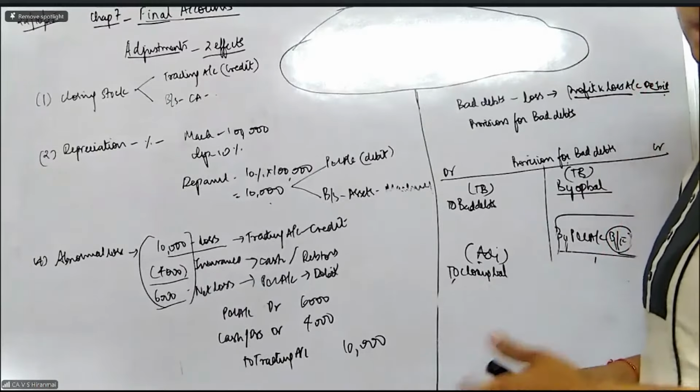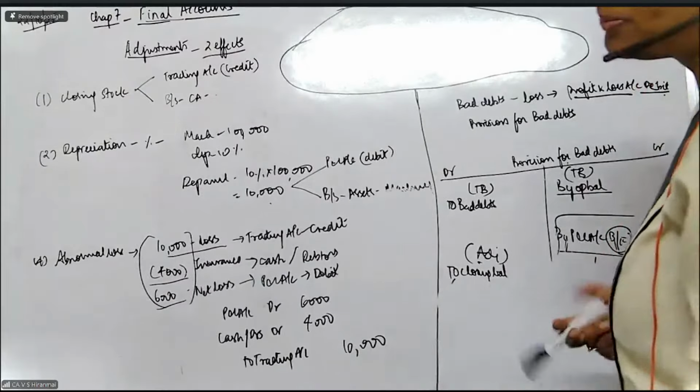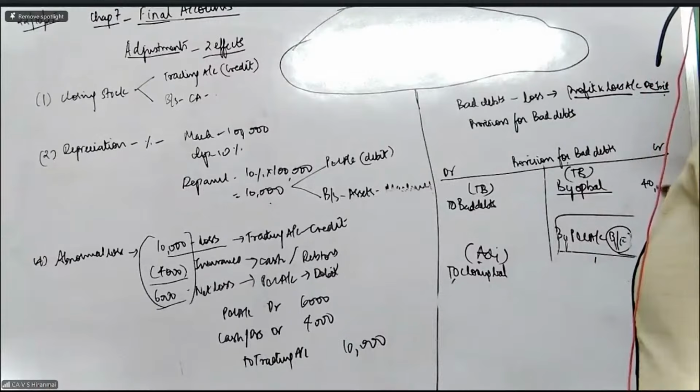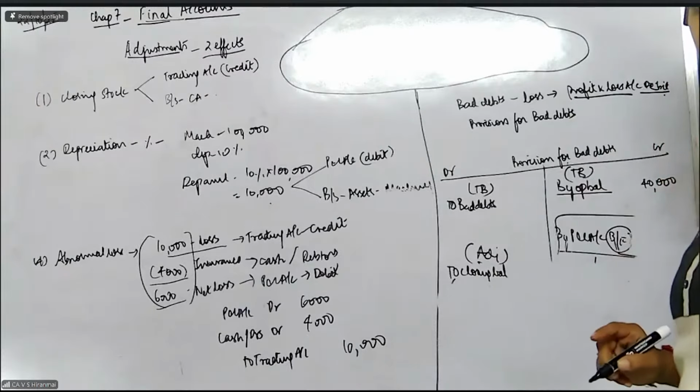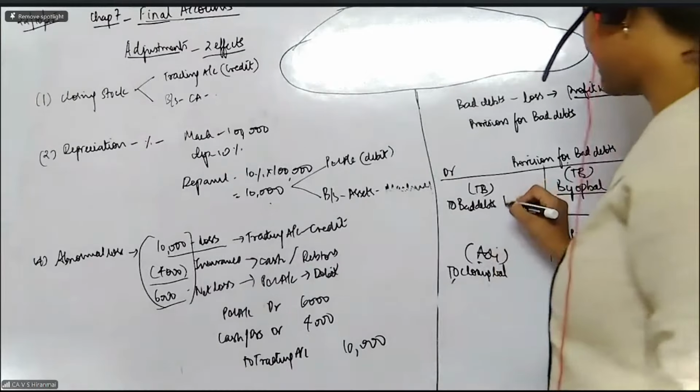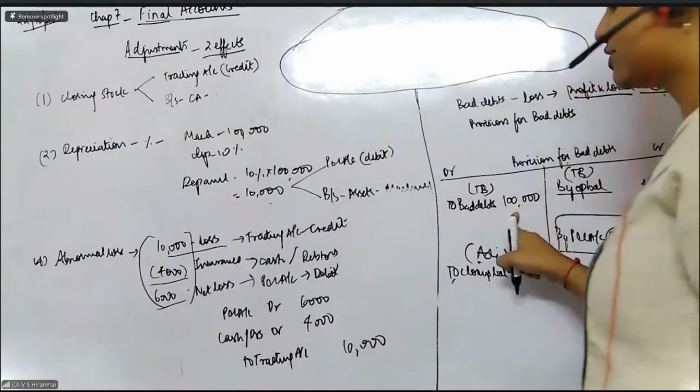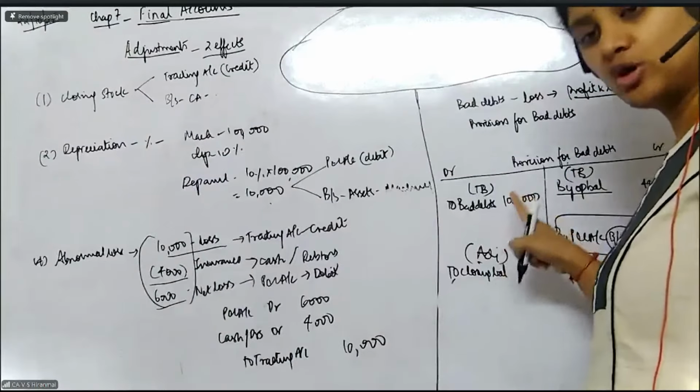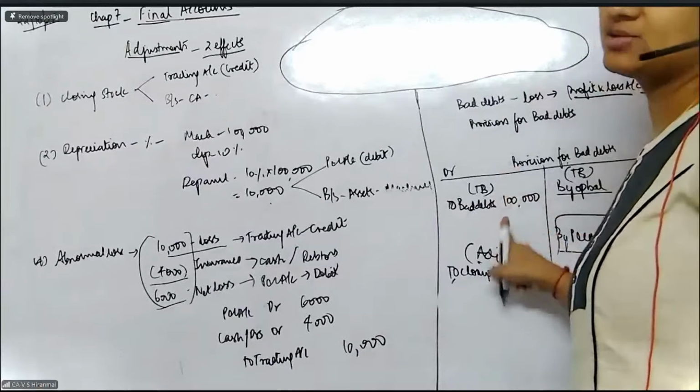Okay, what is the opening balance, ma? Opening balance existed at 40,000. Okay, this is good. Now come, how much are the bad debts, ma? 1 lakh. This is also okay. Whenever you get the bad debts, I told you, write it here. Even if it is an adjustment, write it here.